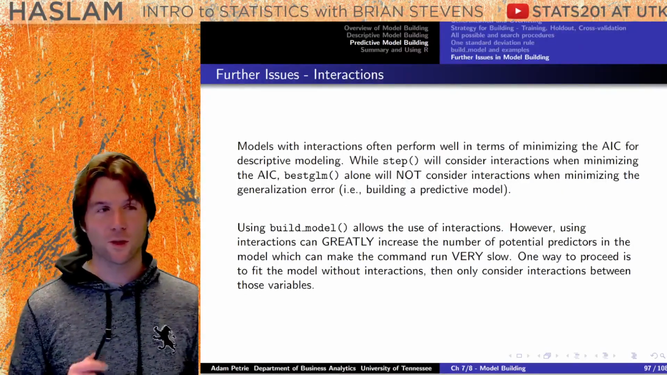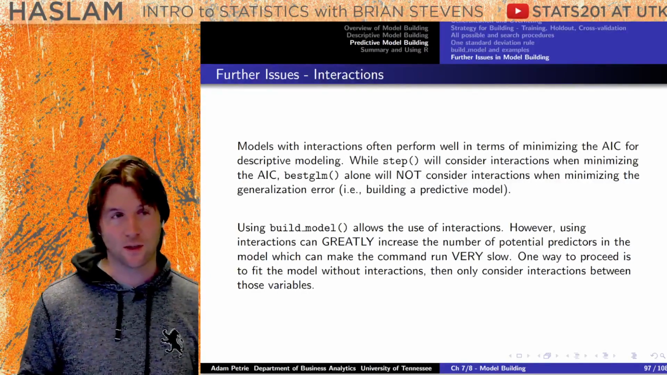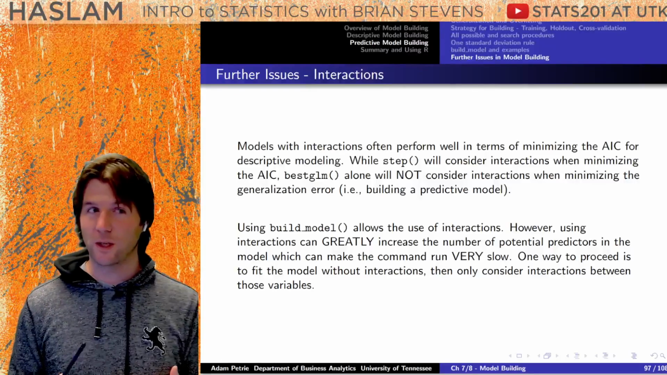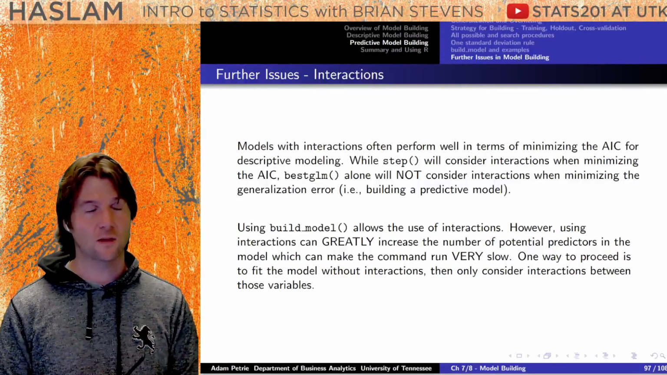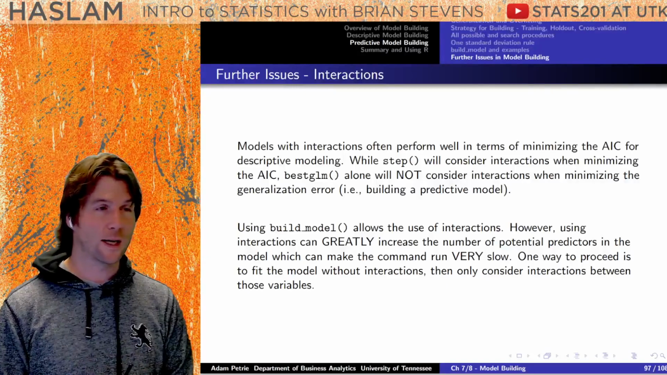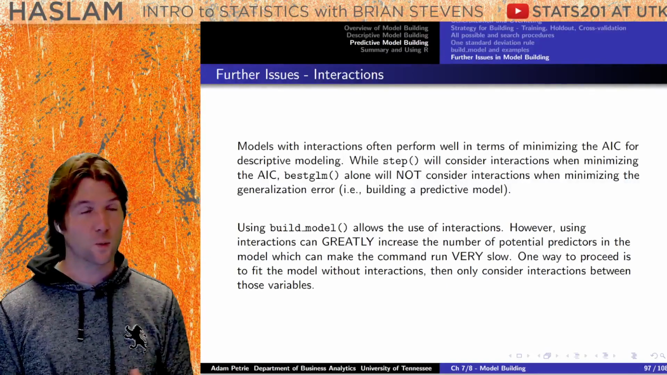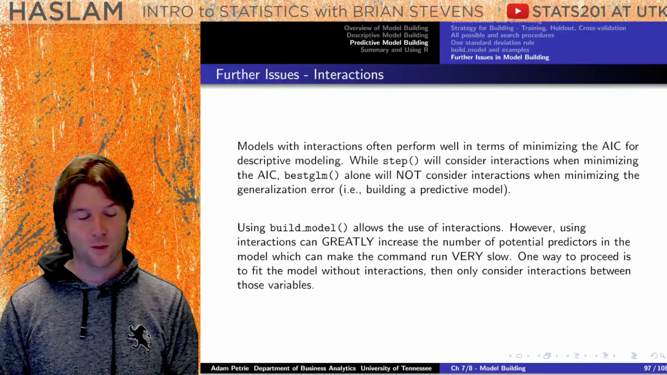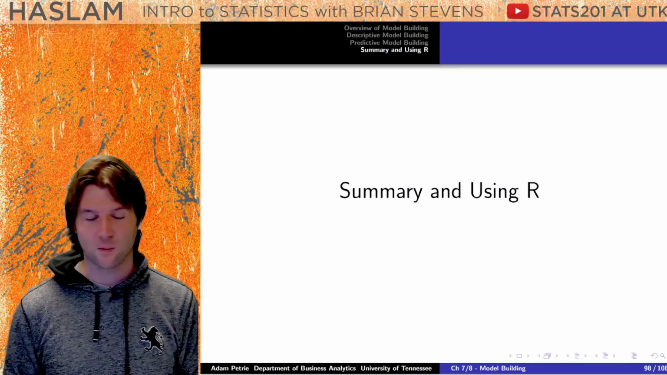Interactions can be really good for descriptive and predictive modeling, but interactions are going to create way more models to consider, even with a search procedure, but especially with build model procedures with exhaustive. So if you're thinking about using interactions, you might get better models, and it's worth testing out. You might spend a lot more time getting those models. You might not get as much of a return as you'd hope.